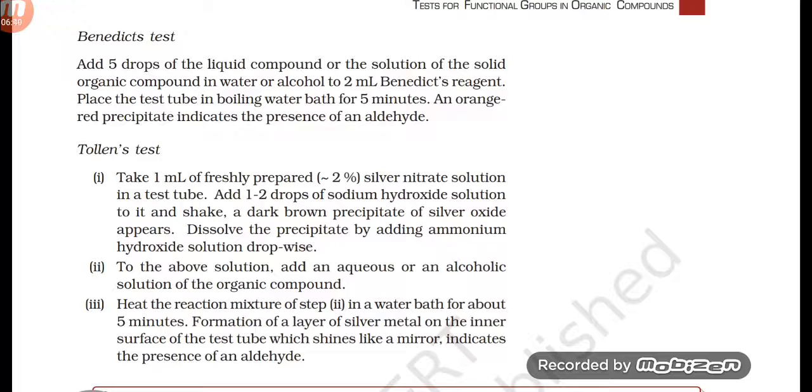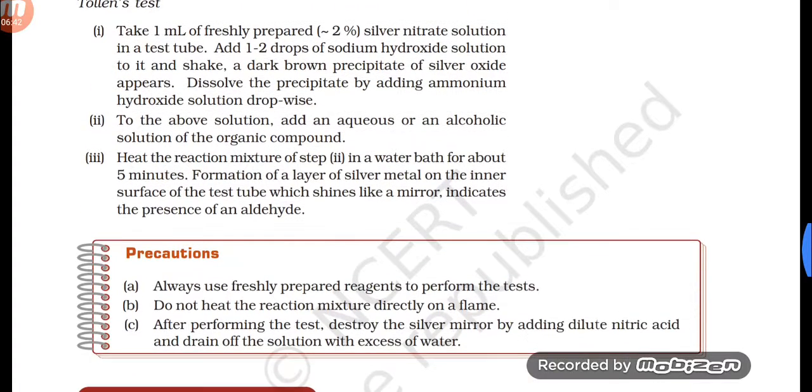Tollens' test. Take 1 ml of freshly prepared 2% silver nitrate solution in a test tube and add 1-2 drops of sodium hydroxide solution to it and shake. A dark brown precipitate of silver oxide appears. Now dissolve the precipitate by adding the ammonium hydroxide solution dropwise. To the above solution, add an aqueous or an alcoholic solution of the organic compound.